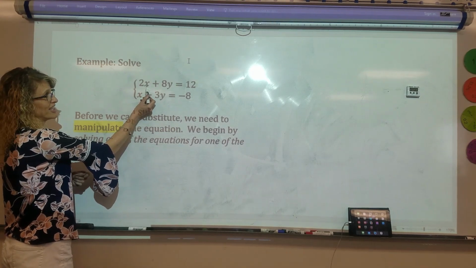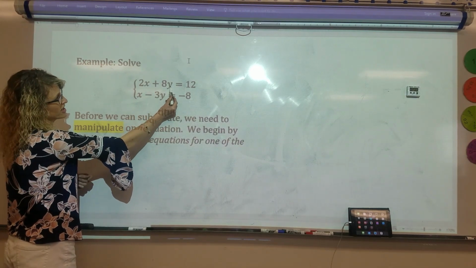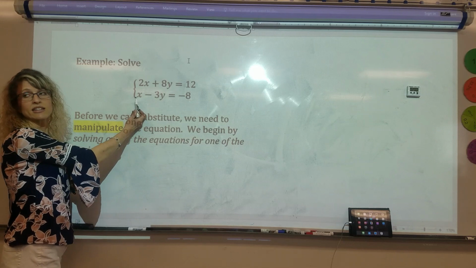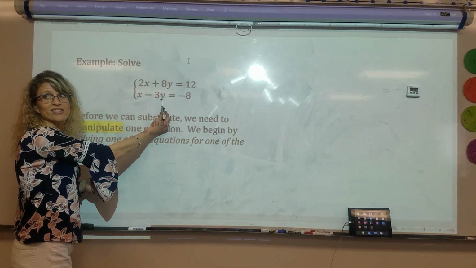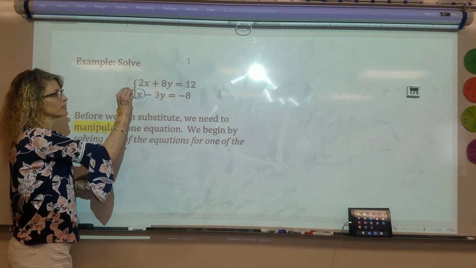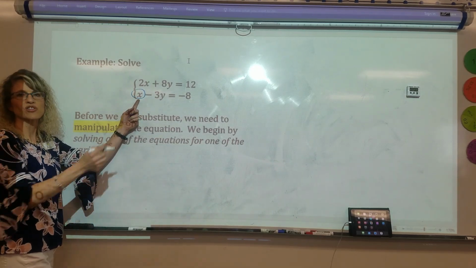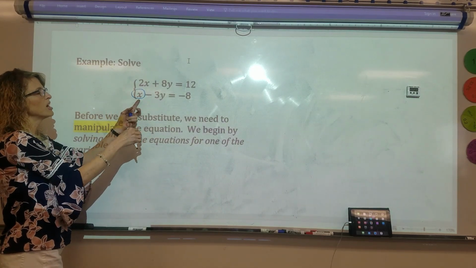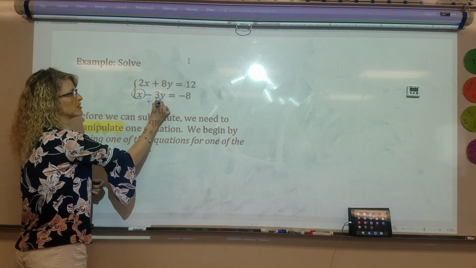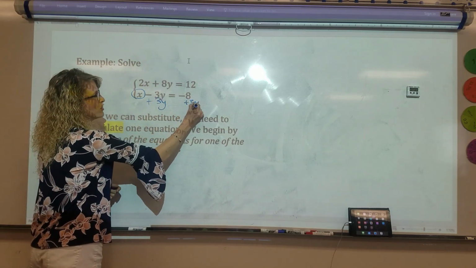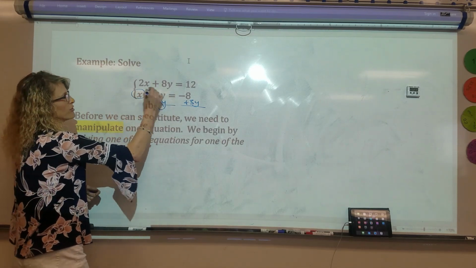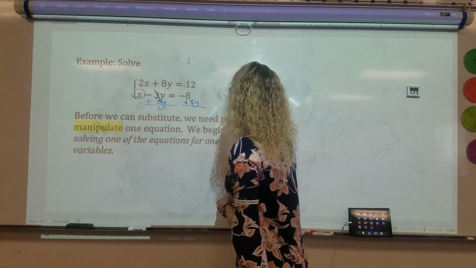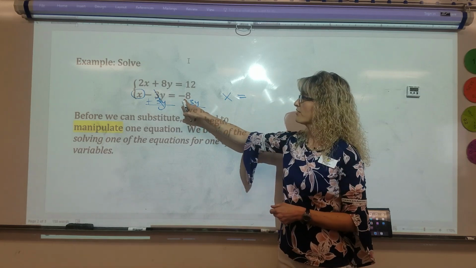Do I want to isolate this x? Should I isolate this y? Should I isolate this x? Or should I isolate this y? The easiest choice is the best choice. It's this one. I want to isolate this x because there's no coefficient in front of it. It's already positive. I'd have one step to do, and wham, x is isolated. So I'm going to write it down over here. X equals negative 8 plus 3y.